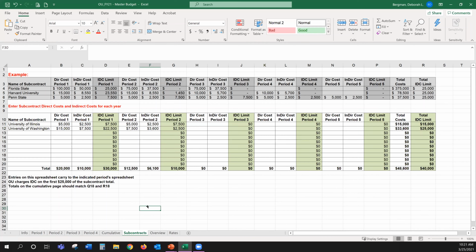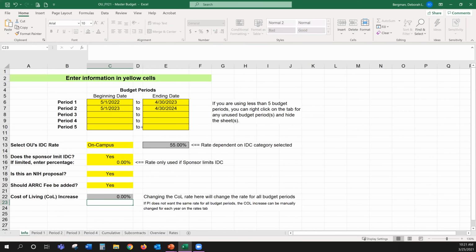I don't have anything for subcontracts, but I'm going to ask you to go back and talk about two things. First of all, could you go back to the info page, the first page, and talk about the different kinds of IDC, different rates and what that means and when you use them?